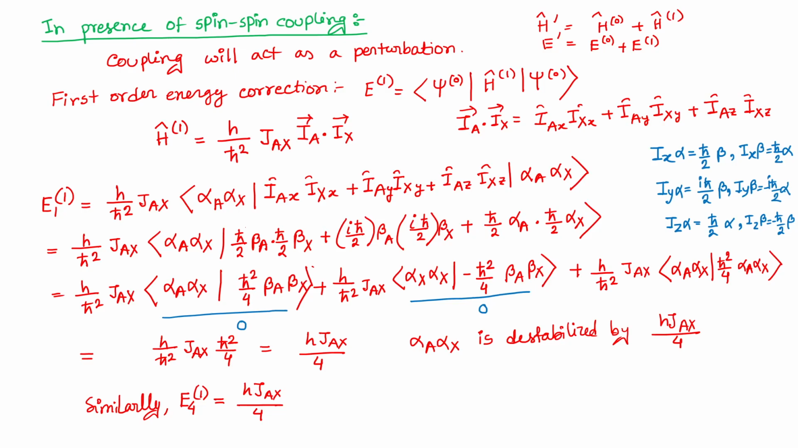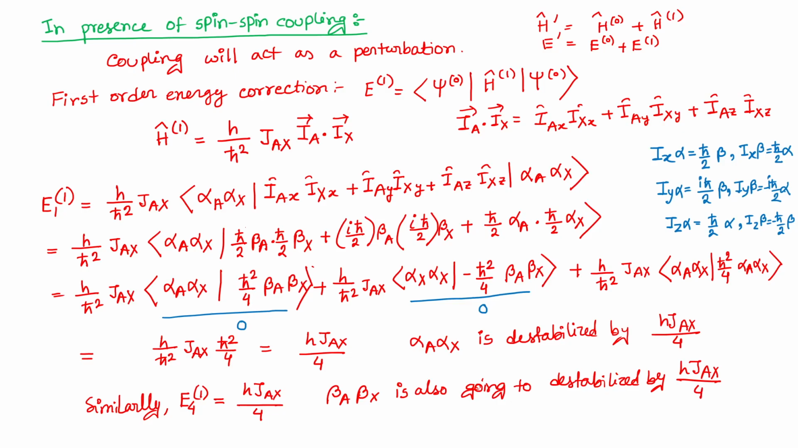So from those terms you are going to get 0, but only with the Iz operator you are going to get something, and that is this. So your beta A beta X is also going to be destabilized by HJAX by 4. What do I mean by destabilized?